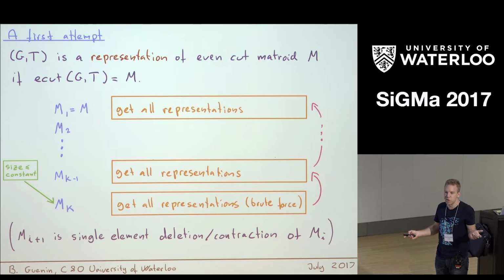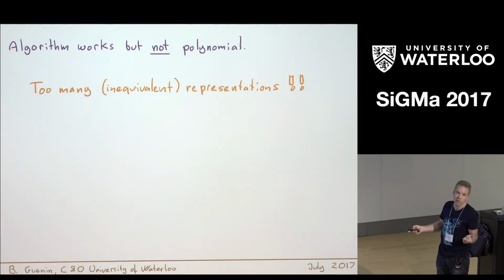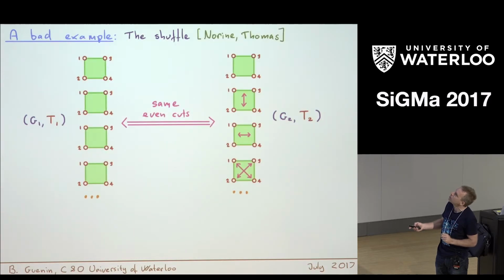Now, if there is a representation, then it's an even cut matroid. Otherwise, it's not, right? So that's a fine algorithm, except that it's not polynomial. And what happens is that we have too many representations. Well, you're going to have lots of representations because you can do 1 and 2 flips. But there's another bigger problem. We have lots of inequivalent representations. So let me just give you that construction here.